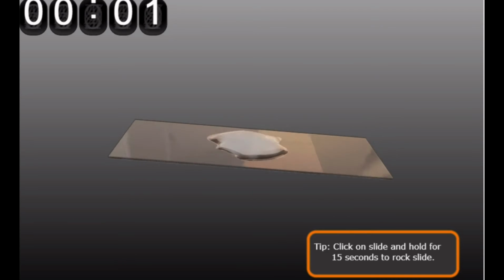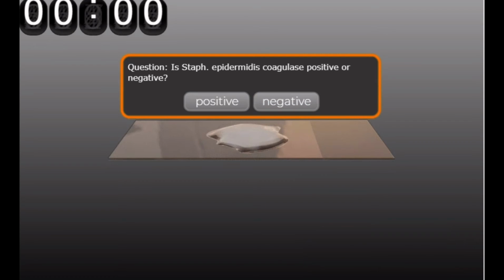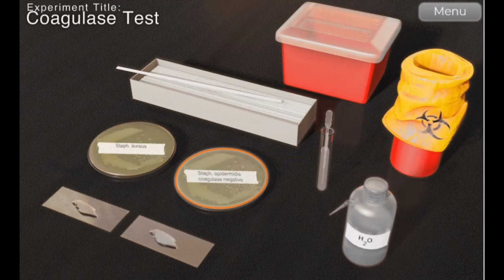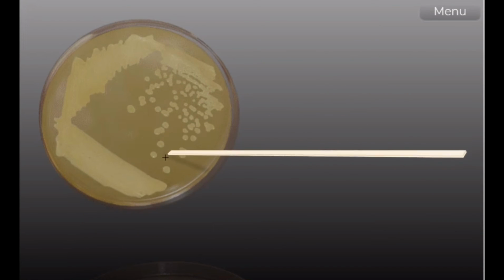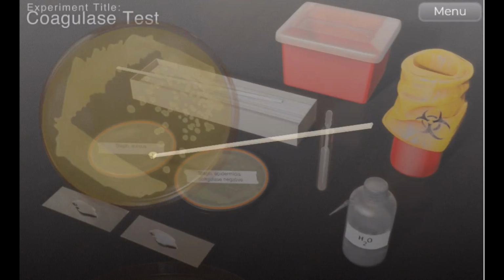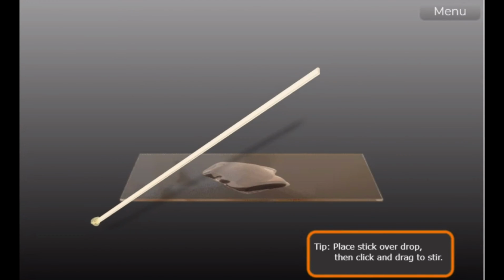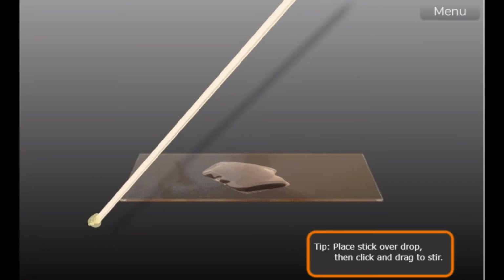So, is Staph epidermidis coagulase positive or negative? There is no clumping, and that means it is negative. Next, we will do Staph aureus. Isolate the bacteria first. Mix the bacteria with the water.